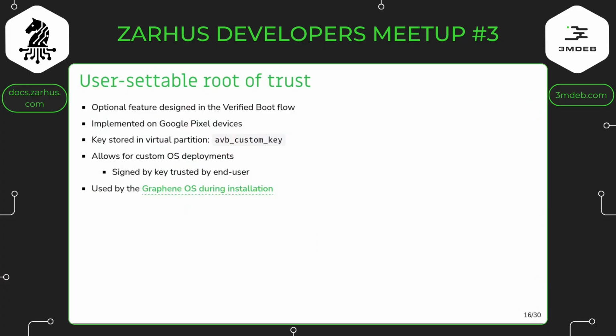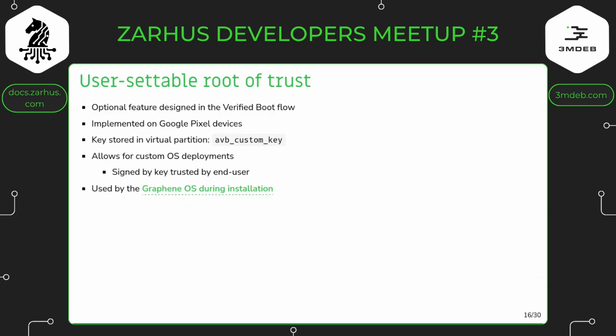An interesting feature is user settable root of trust. On some devices like Google Pixel devices, you can change the key which is used to verify the Android OS to your custom one. So you can run a custom OS, not only the OS approved by the hardware vendor. In this case, it is Google.